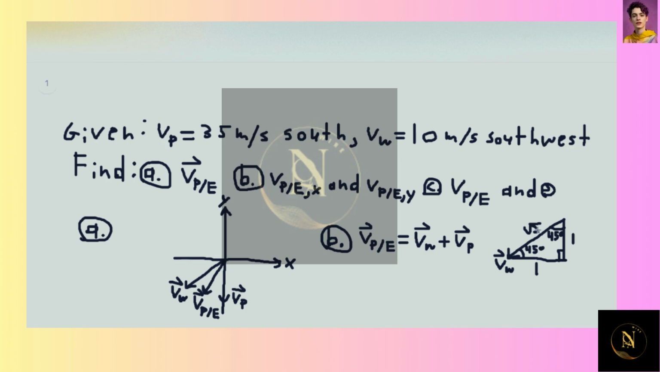Okay, so then using this, we could find the vector VW in terms of i and j components.